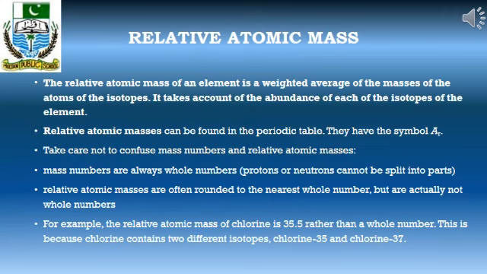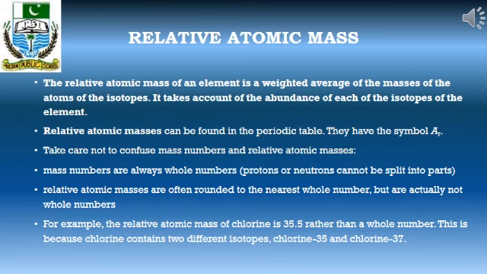Relative atomic mass. Relative atomic mass of an element is defined as the ratio of the average mass of an atom to 1/12 the mass of a carbon-12 atom. Now, relative atomic mass can be found in the periodic table and it has the symbol Ar. It is different from the mass number or nucleon number. Relative atomic mass and nucleon number are different things, they are not the same.